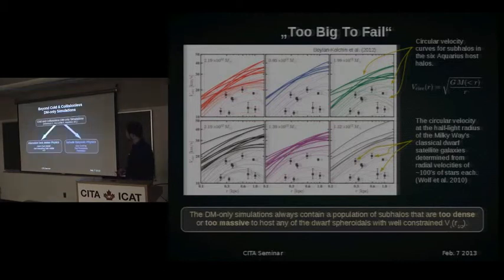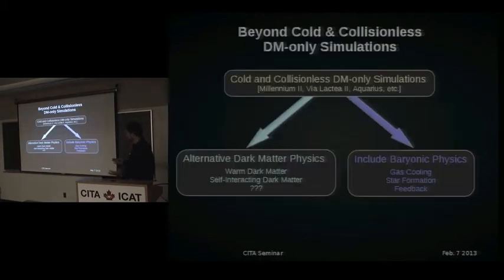So in the following, I'm motivating why I need to go beyond just dark matter only simulations, because clearly there's some discrepancy between what the cold dark matter simulations predict and what observations show. There are two ways forward. You can either consider alternatives to the cold dark matter hypothesis, such as warm dark matter or interacting dark matter, or you can go beyond dark matter only simulations and start including baryonic physics. In this talk, I'm not going to talk about this left branch. Instead, I'm going to look at what happens when you include baryonic physics.